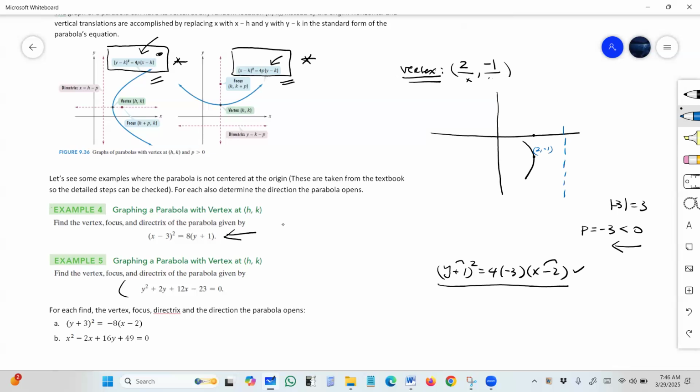Here's my directrix, 3 units away. So this is x equals 5. And the focus is going in this direction, 3 units smaller than this in the x direction. So this is -1, -1. So here's my focus. Okay. So I have the vertex, I have the focus, and I have the directrix, which is x equals 5.